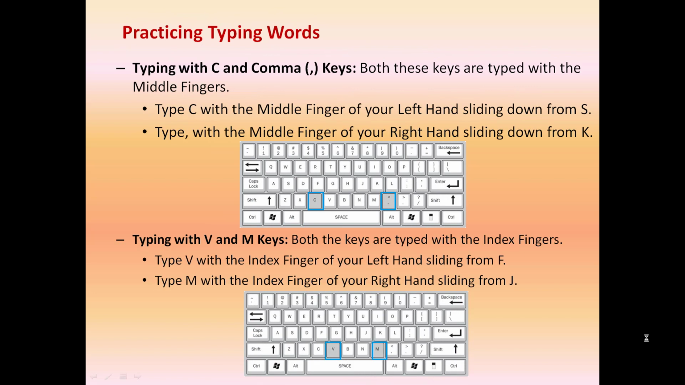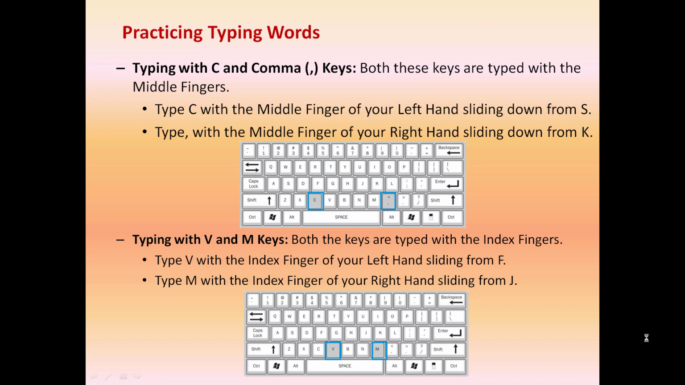Typing with C and comma keys. Both keys are typed with the middle fingers. Type C with the middle finger of your left hand sliding down from S to C and type comma with the middle finger of your right hand sliding down from K to comma.